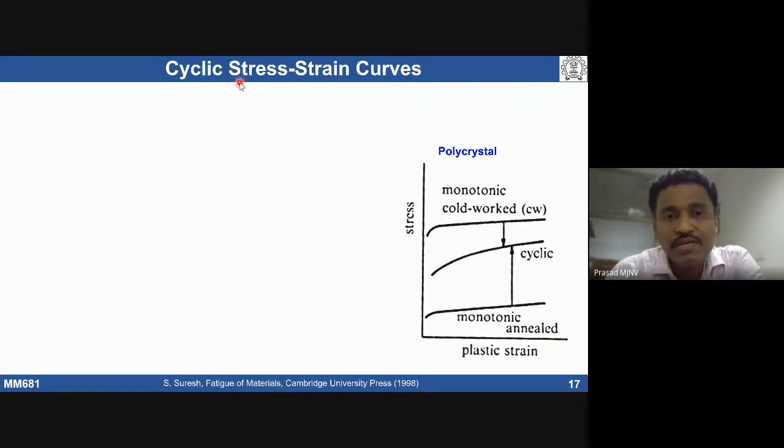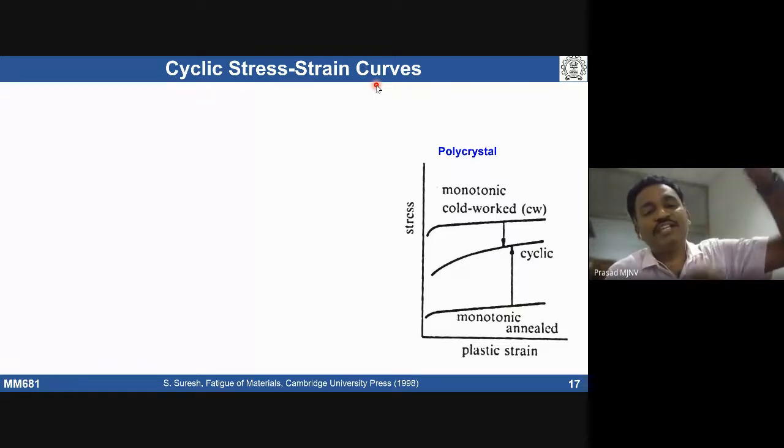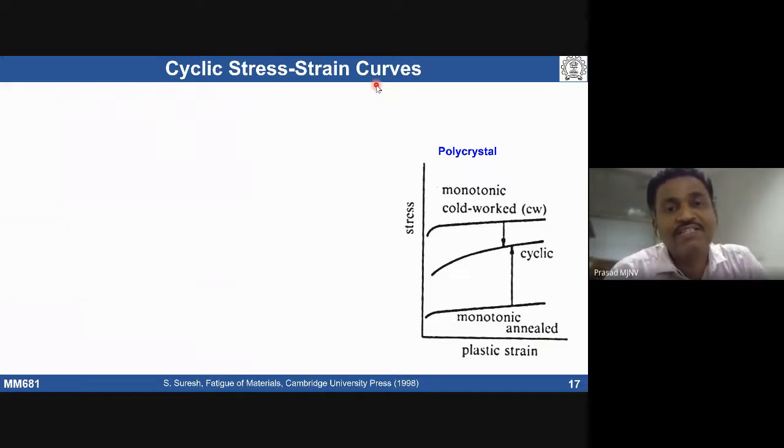So we establish cyclic stress strain curves. Like under monotonic conditions, when you deform a material under uniaxial tension, we get a stress strain curve. Similarly, people also establish cyclic stress strain curves. By subjecting the material to cyclic loading conditions, we can establish a cyclic stress strain curve.